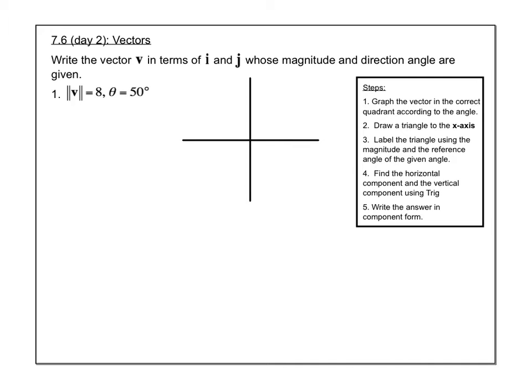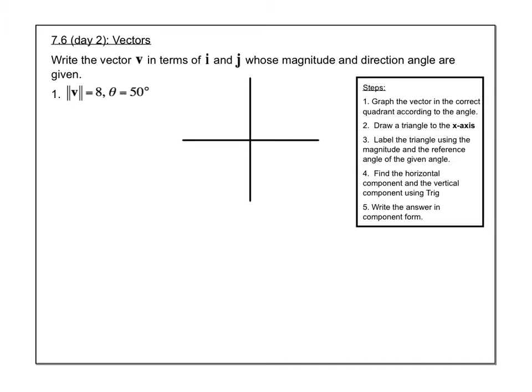So this next section is continuing with vectors. We're actually just going to be working one of two ways. They're either going to give us the magnitude and the direction, and we're going to have to find the components, or they're going to give us the components, and we're going to have to figure out the magnitude and the direction.